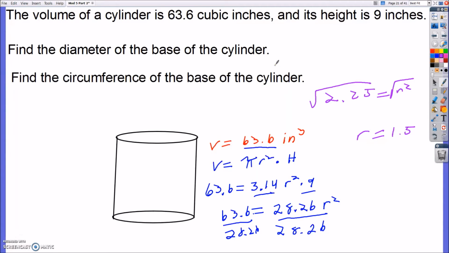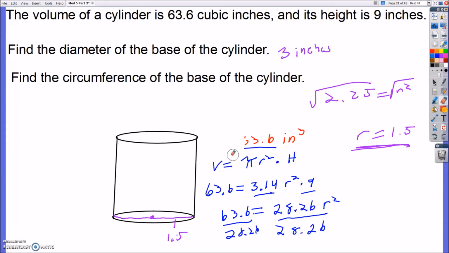So it says, what is the diameter? Well, the radius is only from the middle to the side, which is 1.5. So to find the diameter, what I need to do is double that. So that means the diameter of the cylinder is 3 inches.